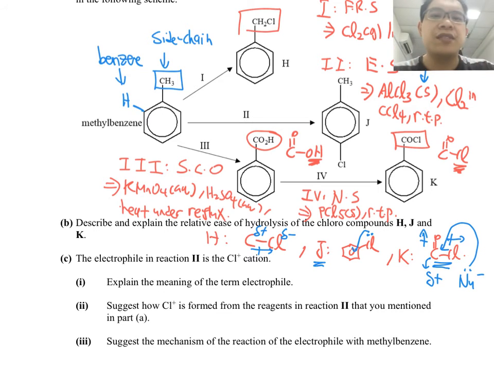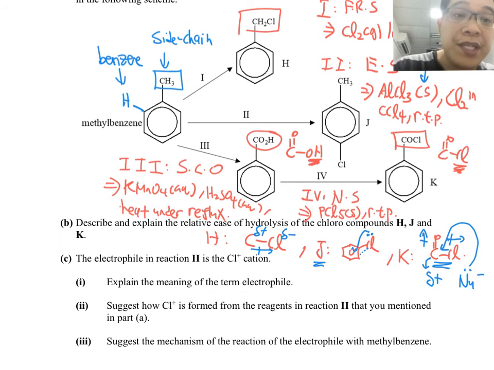So this process of delocalization will cause a partial double bond to be formed. So you see, this one is single bond. Single bond, this is partial double bond. Which one do you think is stronger? Of course, your J is going to be stronger. That's why J is the slowest rate of reaction.